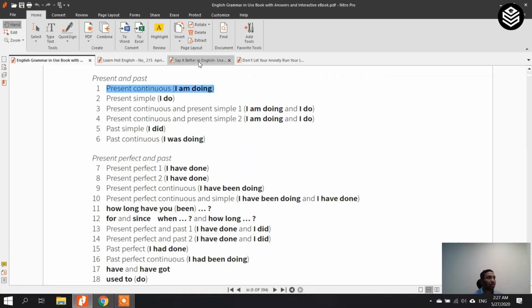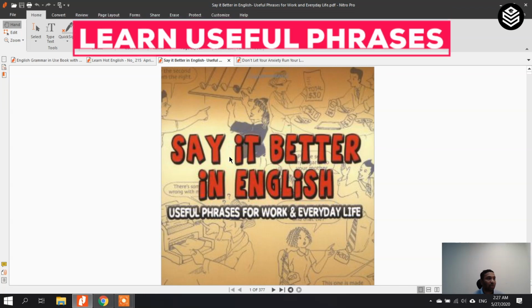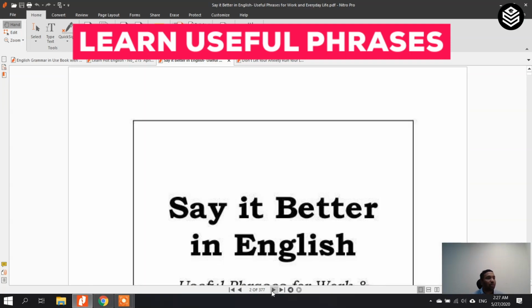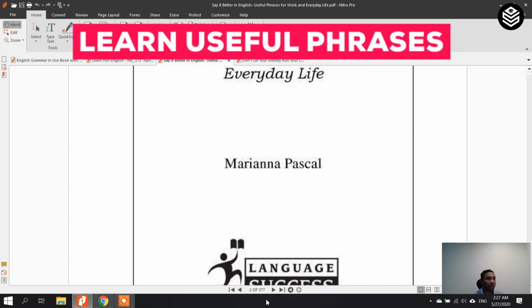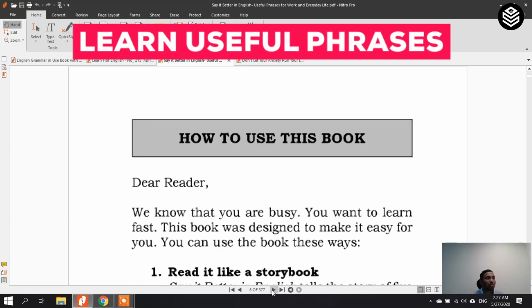The second one, we are going to look at this book. It is one of the most useful books I have ever read. For example, this is Say It Better in English, useful phrases for work and everyday life. It is written by Mariana Pascal. She is American.